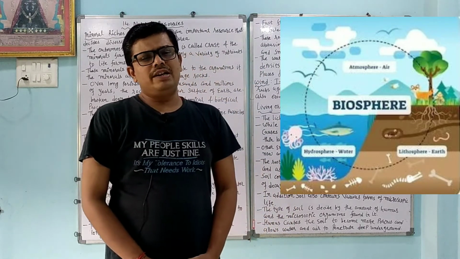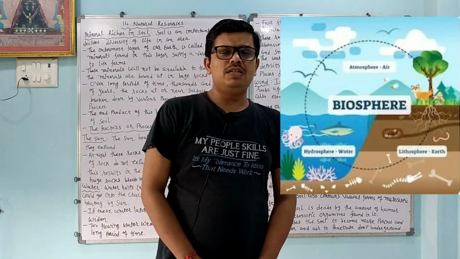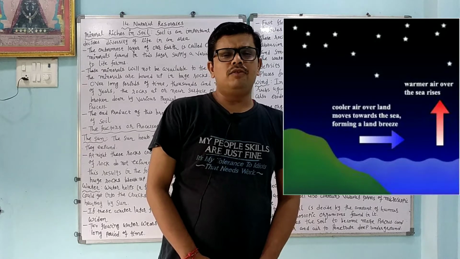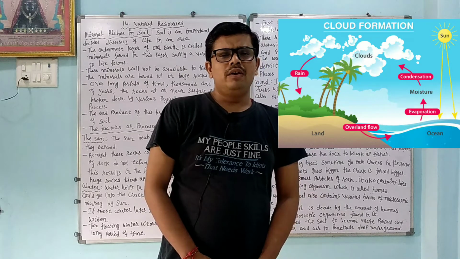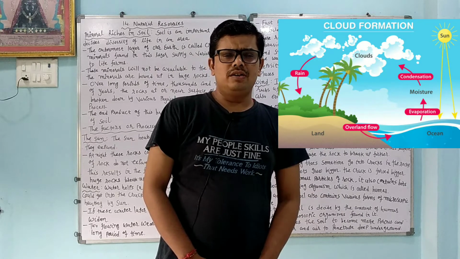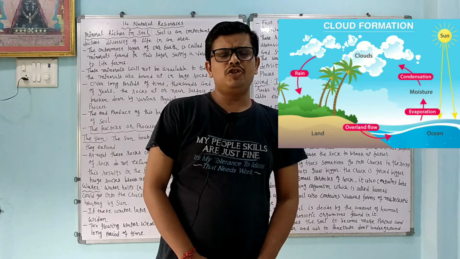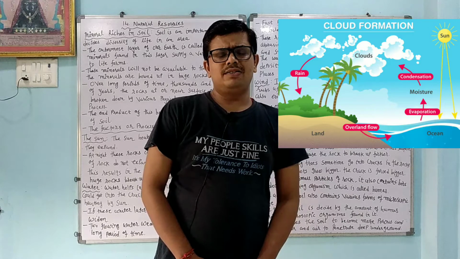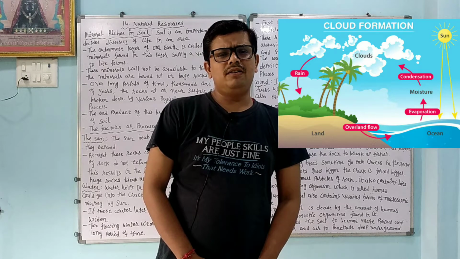Dear student, we also learned how the wind is formed. Wind always blows from the higher pressure to the lower pressure. We learned about the formation of rain. When evaporation of water occurs, the grouping of water droplets occurs in the cloud, and by that way the rain formation occurs.